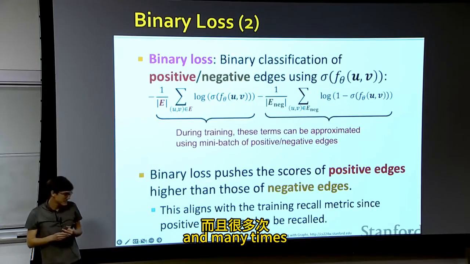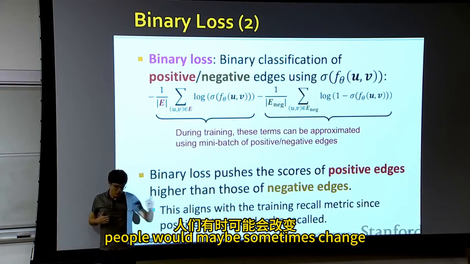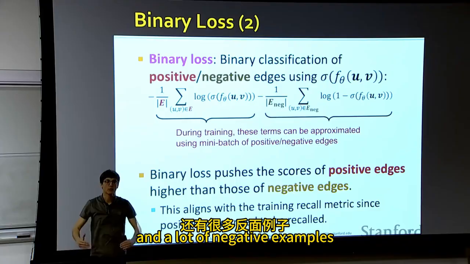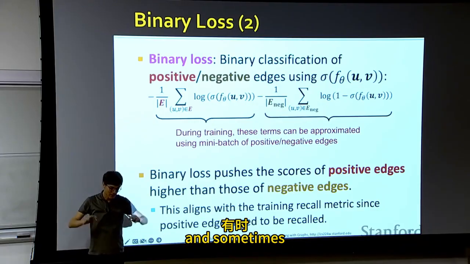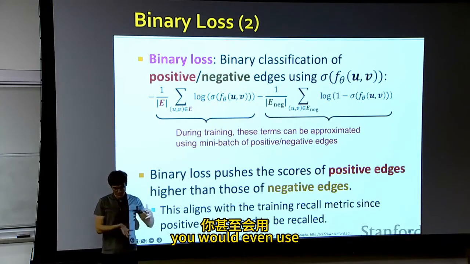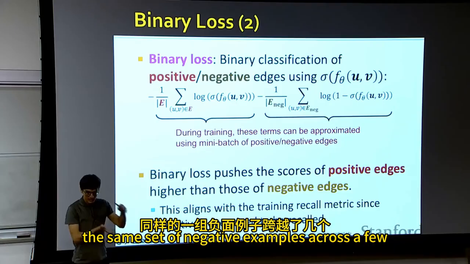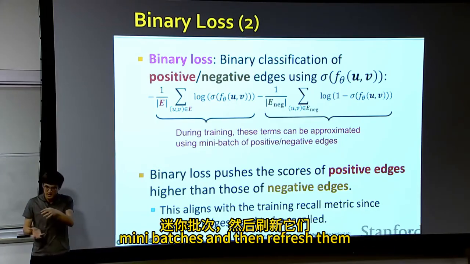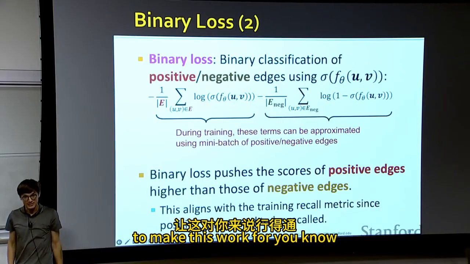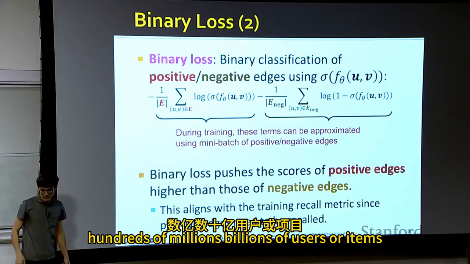And many times, people would only have one positive example in a mini batch and a lot of negative examples. And sometimes, because sampling negative examples can take a lot of time, you would even use the same set of negative examples across a few mini batches and then refresh them. So there's a lot of tricks that people do to make this work for hundreds of millions, billions of users or items.